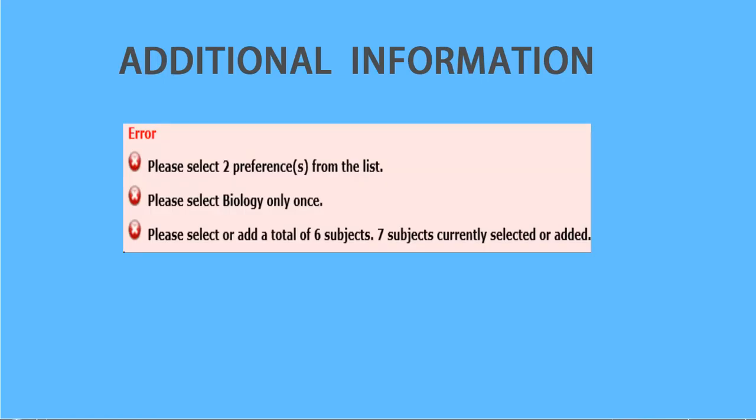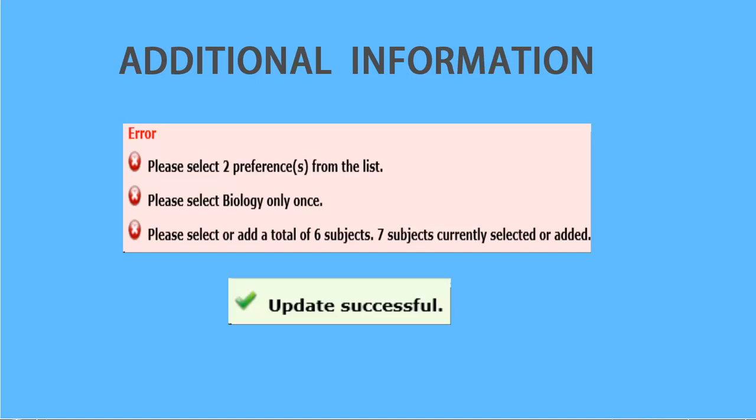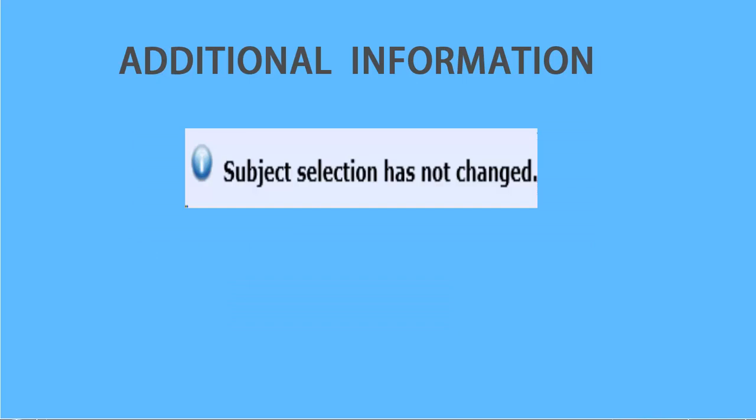Please note the following additional information. If an error message appeared at the top of the screen instead of Update Successful, go back and fix any errors and then select Save again. If you select Save again without making any changes, the message Subject Selection has not changed will appear.